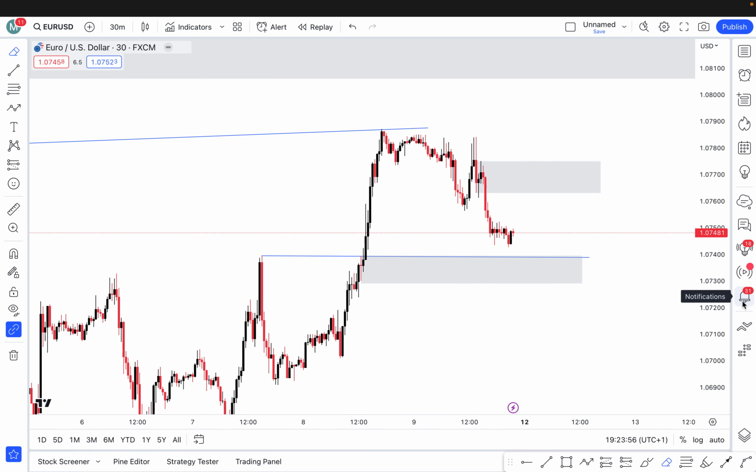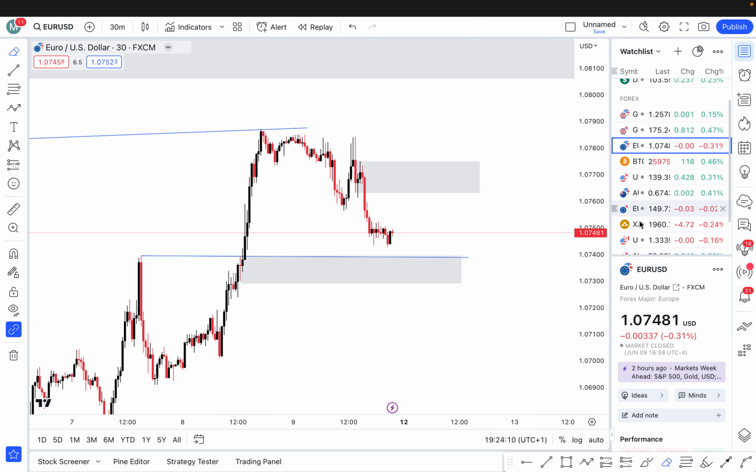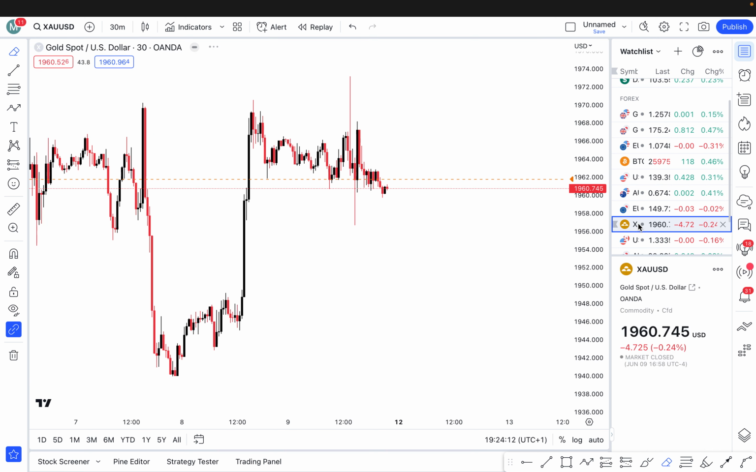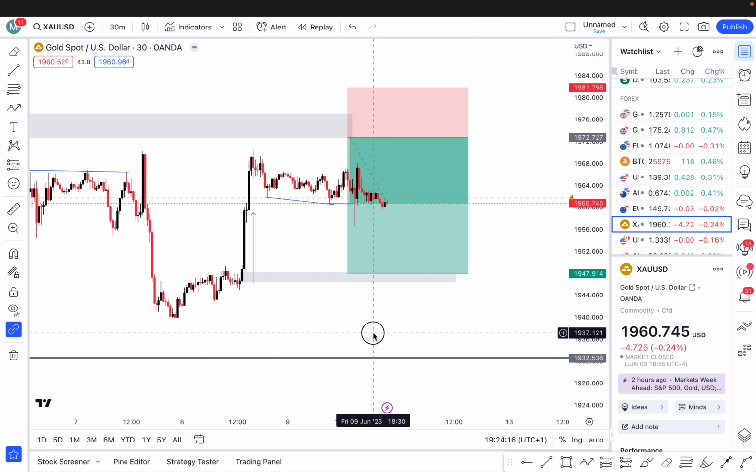So I'll just be looking at what will happen within this area after I've marked my zones here. I just want to see if this low will be taken out, knowing that the market is about to open and the Asian session is coming in. All right, now I'll go check on gold, and then I'll show you how to configure your Fibonacci retracement if you want yours to be like mine. I also have some nice entries on gold.